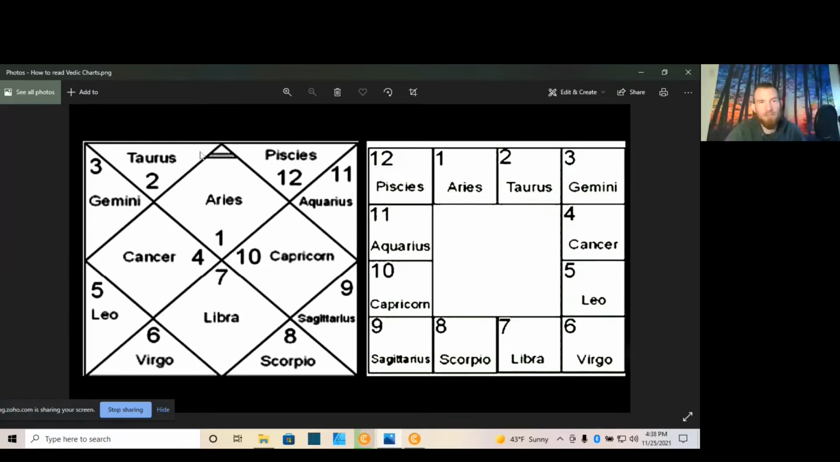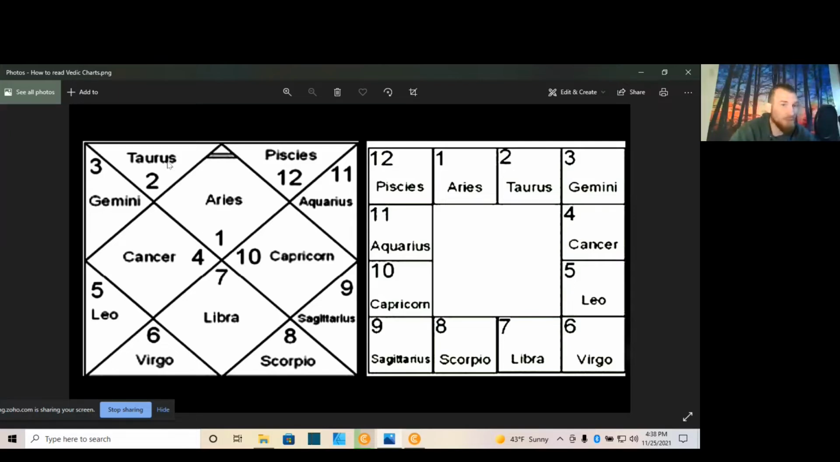You can also see that in many different style charts, depending on the program you're using, they'll have two lines in one of the houses. Wherever those two lines are, that also indicates the ascendant, or the lagna as we refer to it in Vedic astrology. So in this style of chart, this top center house is always going to be the first house. Then you count counterclockwise.